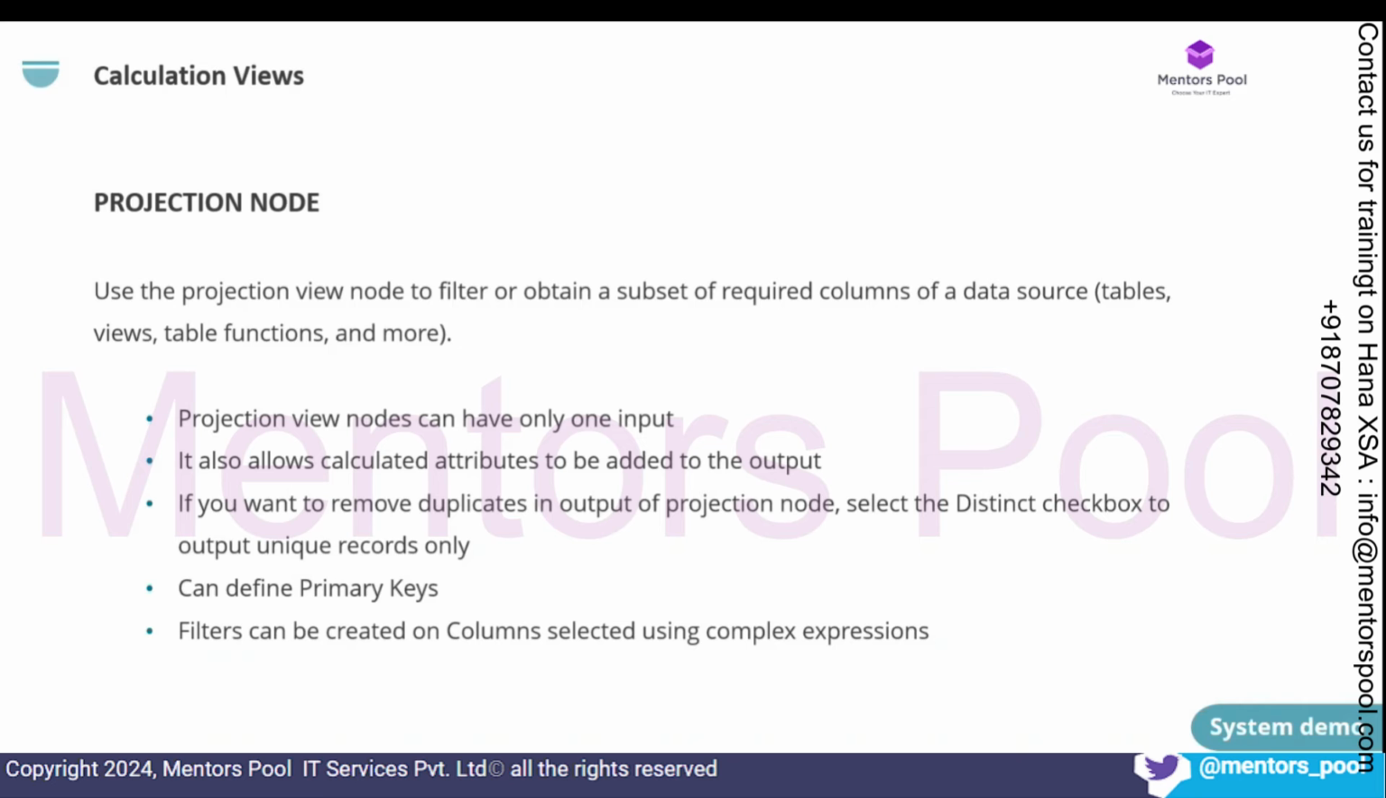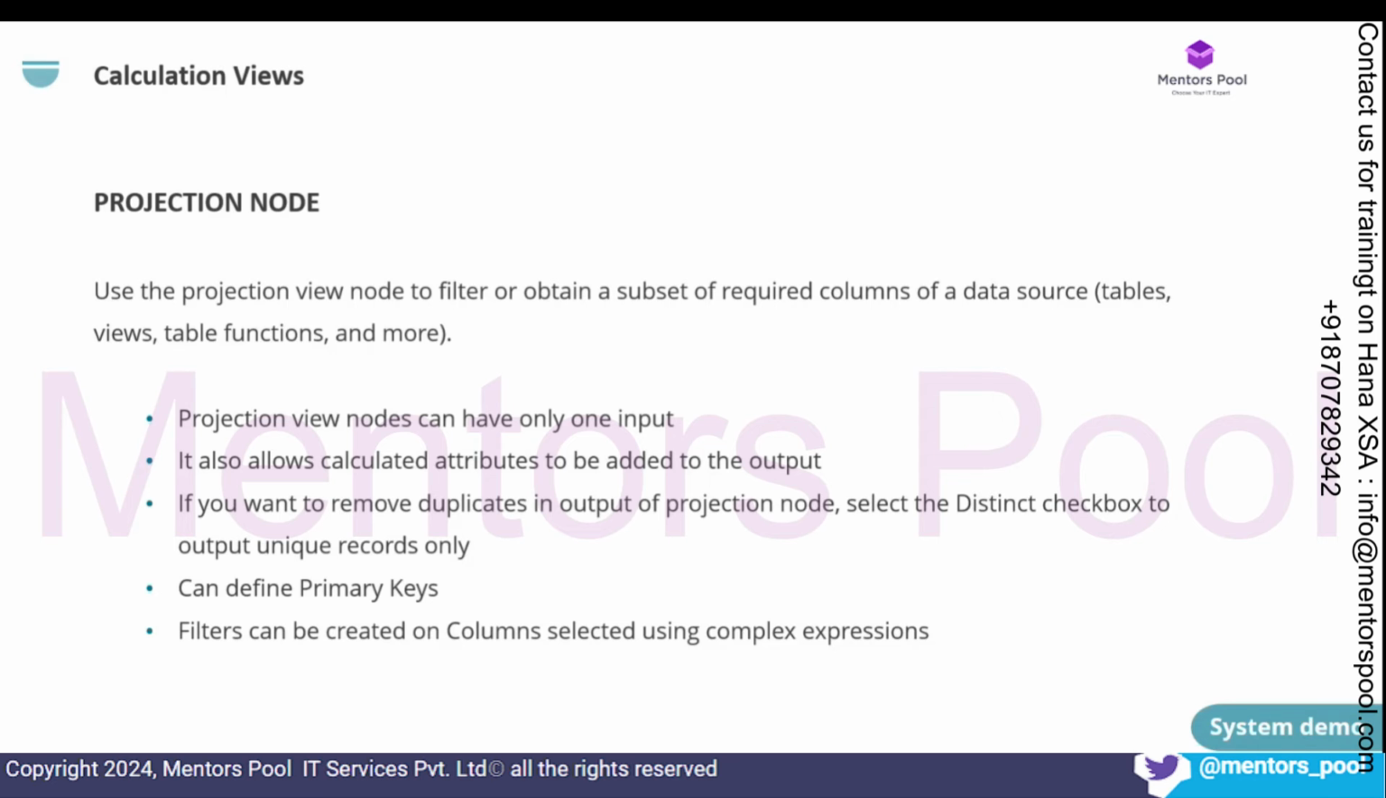So the projection node is used to filter. The main purpose of the projection node is to filter or obtain a subset of the required columns. Either remove some rows by adding a filter or remove some columns by selecting only the required subset that you want in the output. On top of this, you can also create calculated columns. You can define primary keys in a projection node.